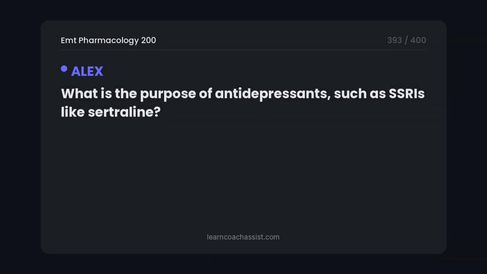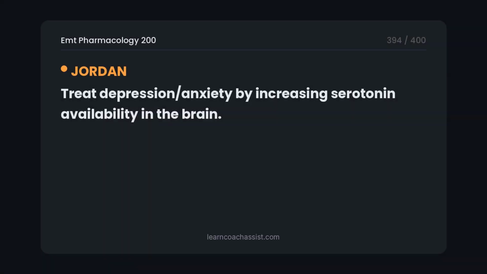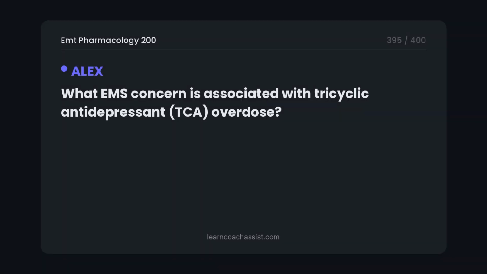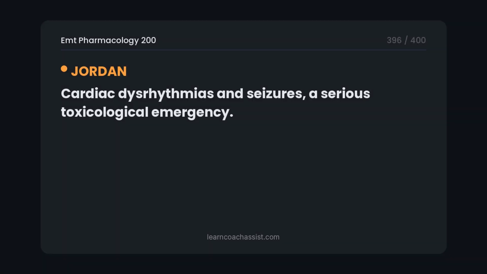What is the purpose of antidepressants, such as SSRIs like sertraline? Treat depression/anxiety by increasing serotonin availability in the brain. What EMS concern is associated with tricyclic antidepressant, TCA, overdose? Cardiac dysrhythmias and seizures, a serious toxicological emergency.